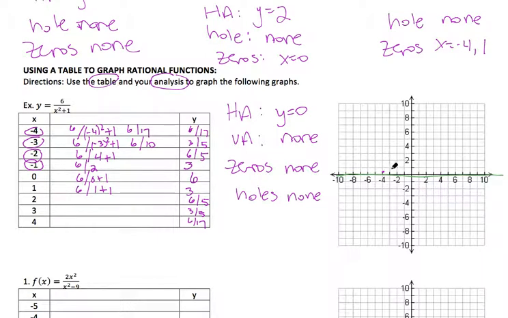I'm going to go over -3, 3/5. It's a little more than half. So -3, 3/5. -2, 6/5. More than 1. So that's going to go here. -1, 3. Now we get into integers. 0, 6. 1, 3. 2, sorry, 6/5. 3, 3/5. And 4 is right down here.